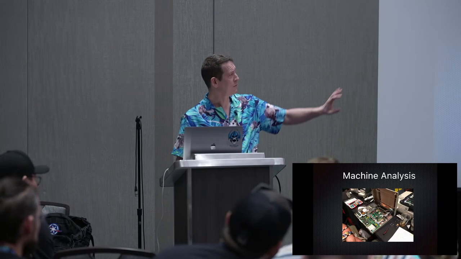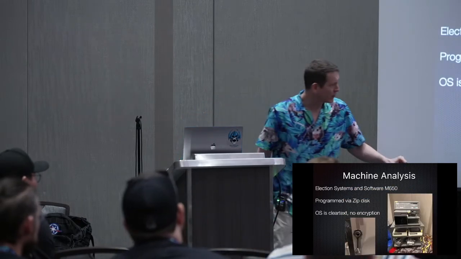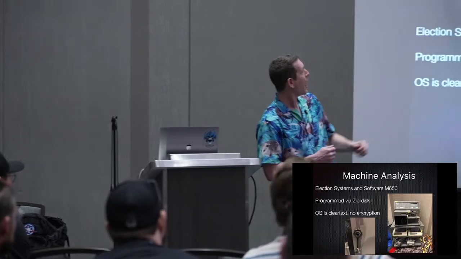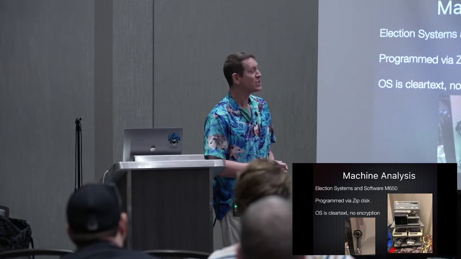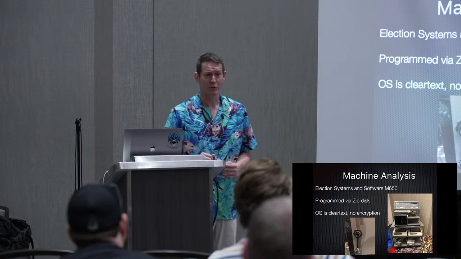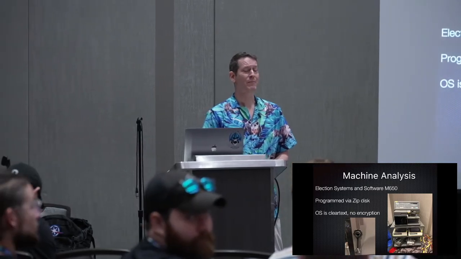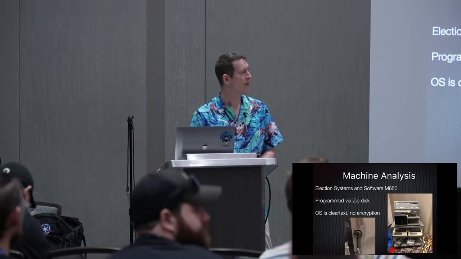So the analysis itself, you know, we crack the box open, we image it. The one over here that looks like Uncle Owen and Aunt Beru are buying this for their farm on Tatooine, that's an election system software, M56650. It's programmed via Zip Disk. If Zip Disk was a technology, you could have kids by now. The operating system is a BlackBerry ClearText system. It's a 128 megabyte hard drive.